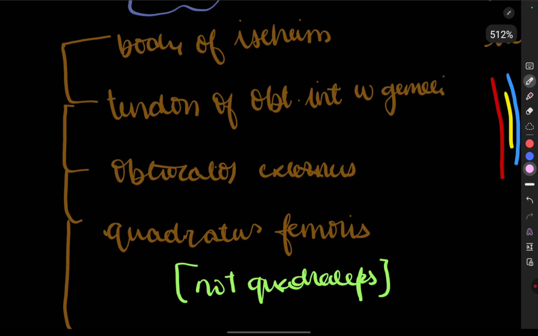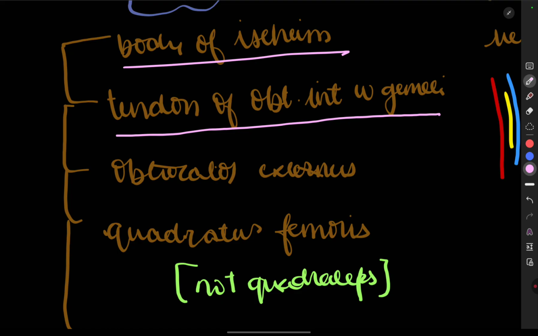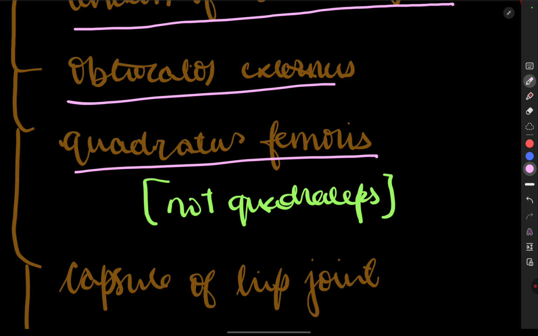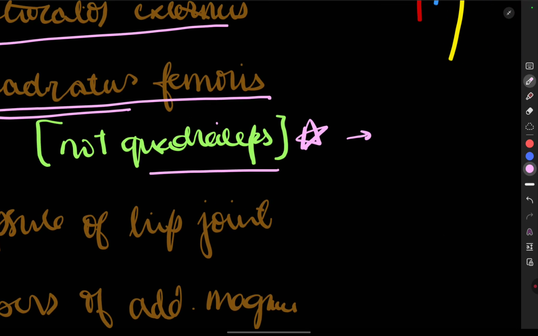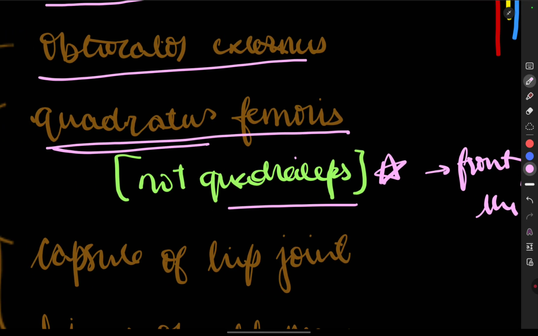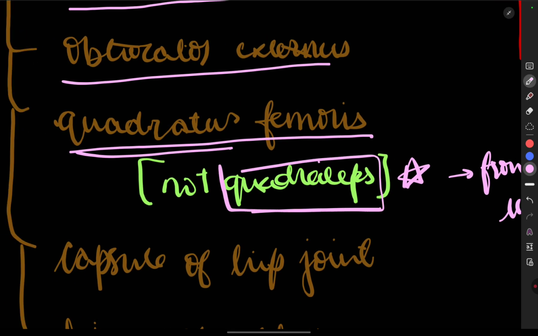And deep or anterior, we have the body of the ischium, tendon of the obturator internus with its gemelli and obturator externus, and the quadratus femoris. One important point to note that we all make blunders is it is not quadriceps femoris, it is quadratus femoris. Quadriceps femoris is a muscle of the, tell me which compartment muscle? It is the front of the thigh muscle. It has four heads: the vastus lateralis, medialis, intermedius, and the rectus femoris. So it is not quadriceps, it is quadratus.